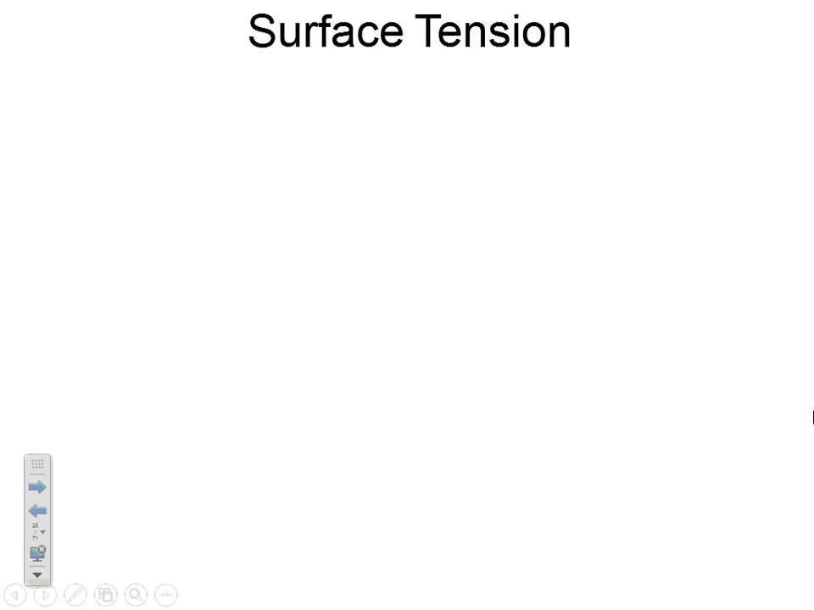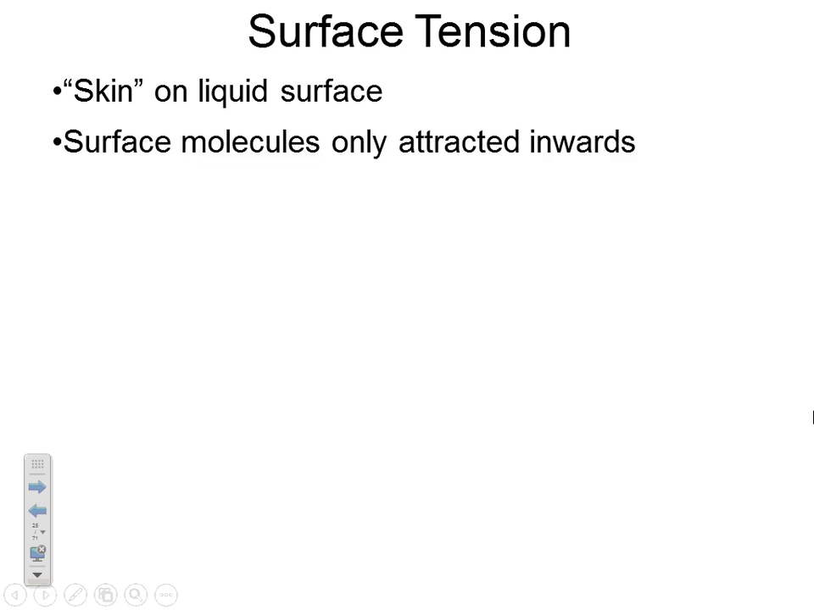So first up is surface tension. Surface tension, which you're probably familiar with, I know you've observed this in real life multiple times, is sometimes colloquially referred to as the skin on a liquid surface. And essentially, the reason that we see this sort of a skin or a layer on the top of a liquid is because the surface molecules are only attracted inwards.